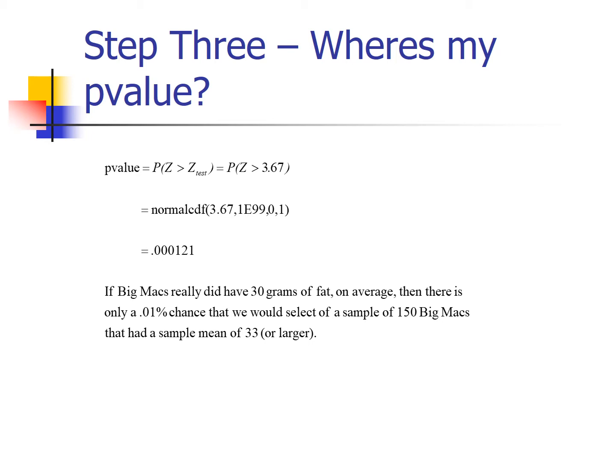Right? We're saying that, yeah, if McDonald's Big Macs really had 30 grams of fat on average, it is technically possible that I could take a flukish sample, an exceptionally flukish sample that has 33 grams of fat, that just maybe, by horrible luck, I could pick like the 150 fattiest Big Macs in the country. But even though technically it's possible, it's extremely unlikely. It's a 0.01%, 1/100th of a percent chance that would happen.